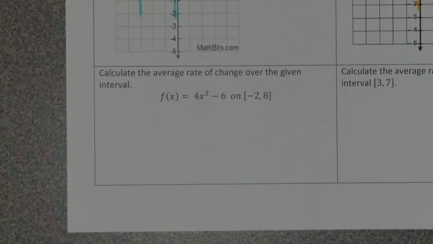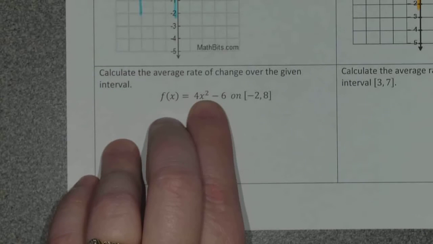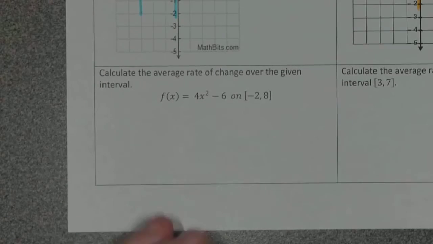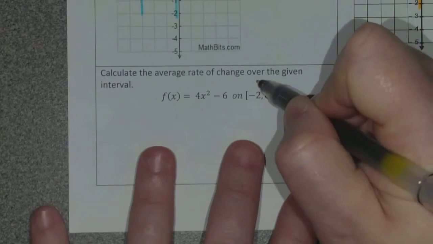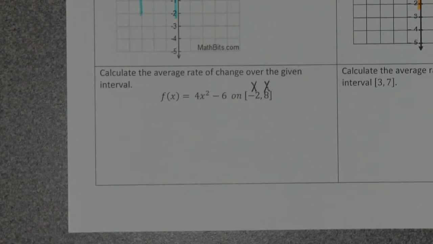All right. This time it says calculate the average rate of change over the given interval. Now you guys could totally graph this, but why would we want to, right? If we don't have to graph, we really don't want to. Now I want to remind you that this is an interval. So those are both x values. Do you guys agree with me on that?